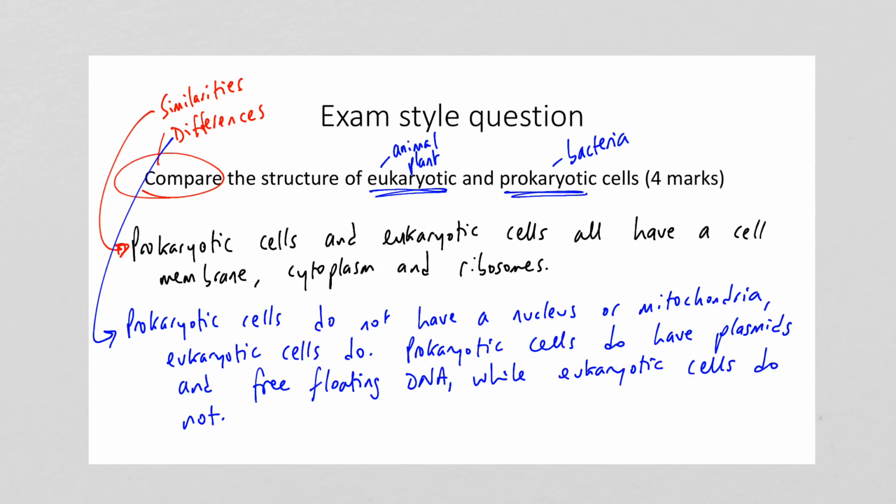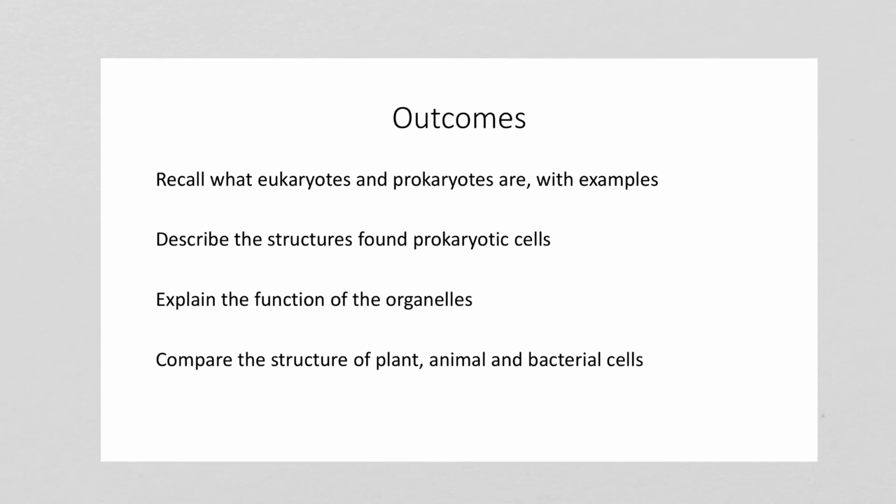Let's look back then at our outcomes. Have we said what eukaryotes and prokaryotes are? Yes, we have. Eukaryotes are organisms made of eukaryotic cells. Eukaryotic cells have a nucleus and mitochondria, membrane-bound organelles, whereas prokaryotes, for example bacteria, do not have a nucleus or mitochondria. Examples of eukaryotes, we had animals and plants. Example of a prokaryote, we have bacteria.